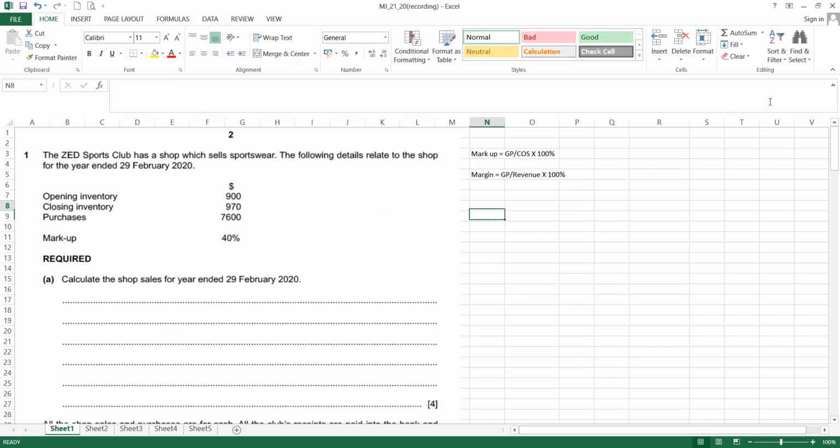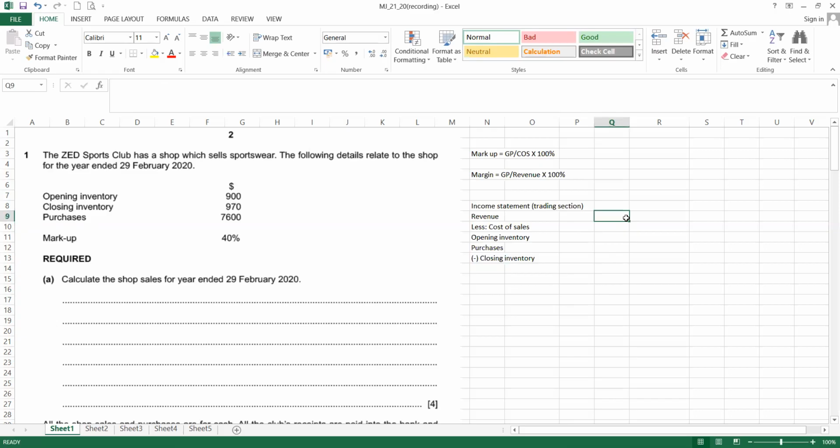So using the basic income statement, the section for the trading section. Trading section means just the revenue less the cost of sales. In this question, they only give us the cost of sales actually. We have opening inventory and then purchases and then minus closing inventory.